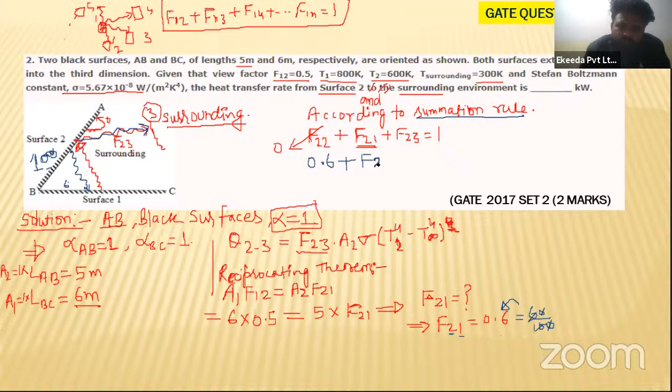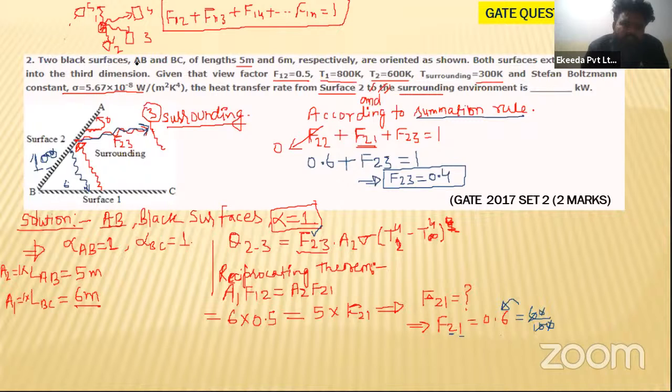So let us calculate the value of F23. The value of F23 will be equal to 1 minus 0.6, which is equal to 0.4, my dear students. Okay, I hope this is clear. So we have calculated the value of F23. Now we know F23, we know A2. What is the value of A2?